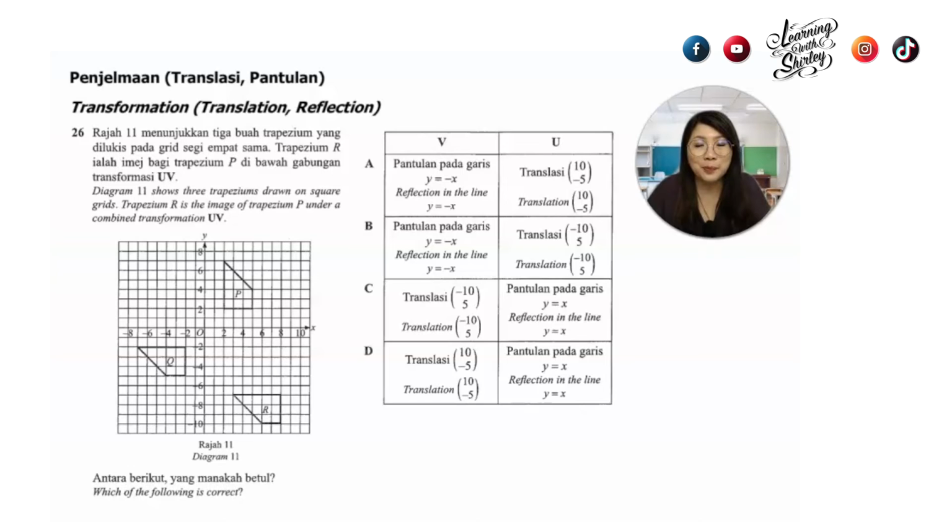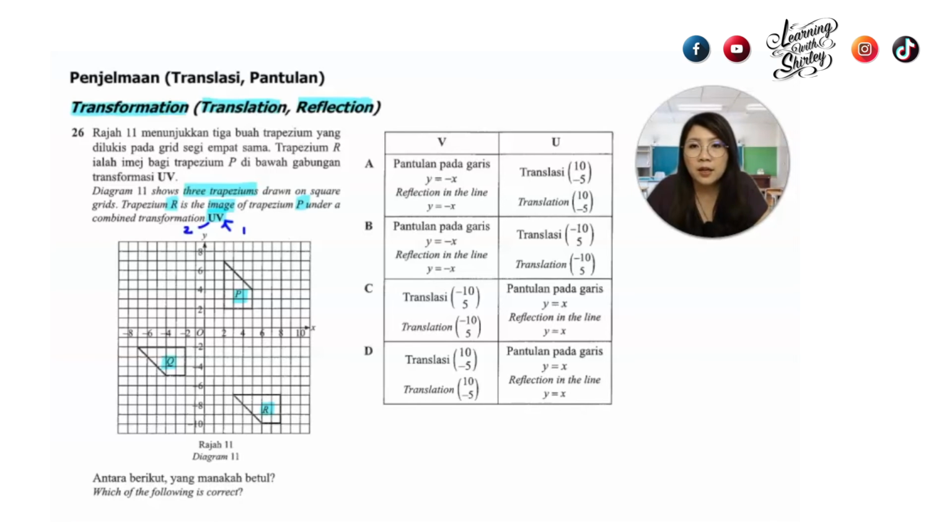So this is on transformation and related to translation and reflection. If you look at the answers given, it's either reflection or translation, right? Okay, let's read on. Diagram 11 shows 3 trapeziums drawn on square grids. So we have P, Q, and R. Trapezium R is the image of P under a combined transformation UV, which means you have to do V first and then U.